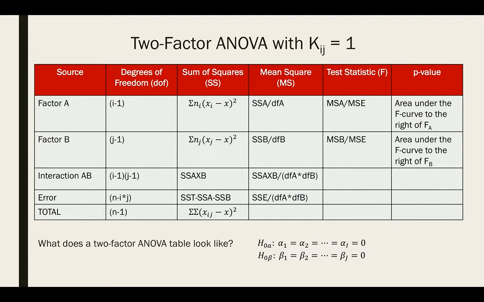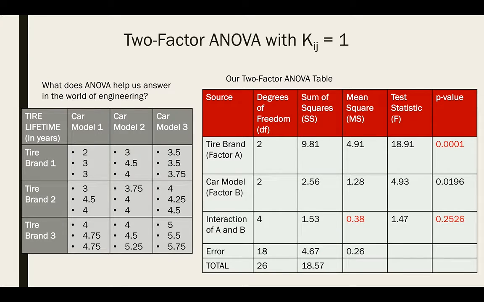Let's look at this example. The data I want to do a two-factor ANOVA table for is in the gray table, where we are looking at car models and tire brands, and we want to know how long the tires last in years. Factor 1, or factor A, is our tire brand, and factor B is our car model, and we have sampled 3 random individuals for each combination. On the right is our ANOVA table.